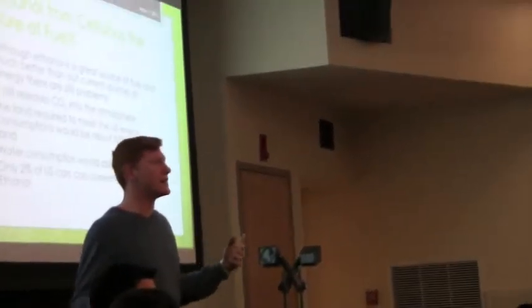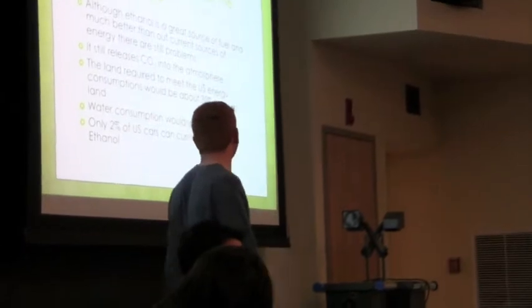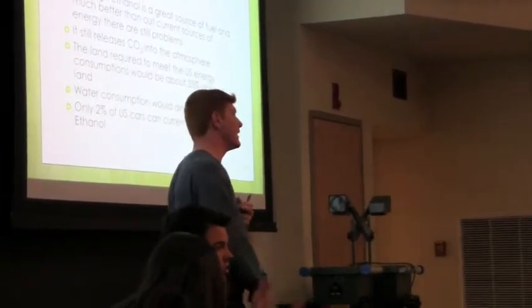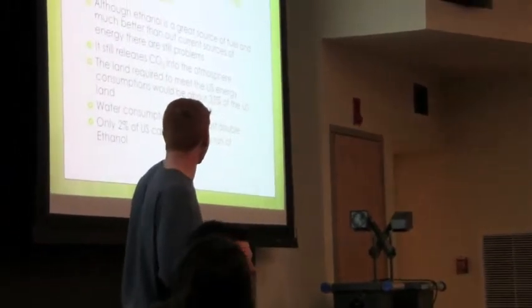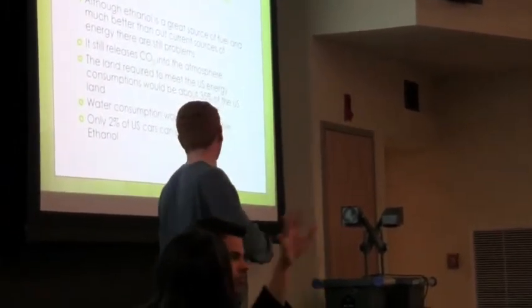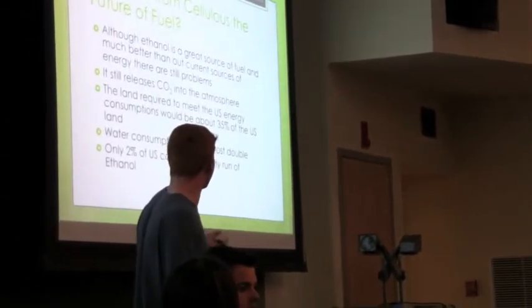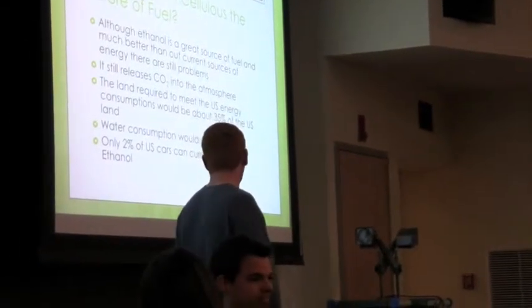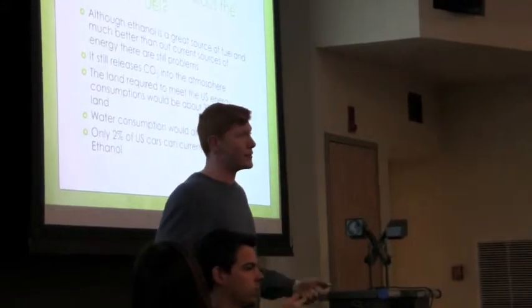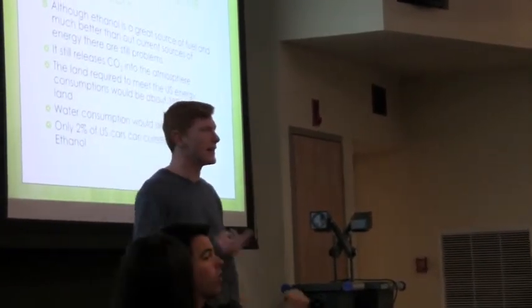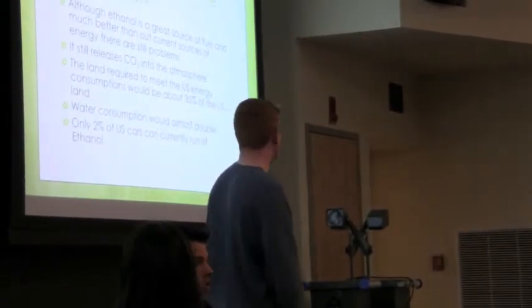So is ethanol from cellulose the future of fuel in the U.S.? Although ethanol is a great source of fuel, much better than oil, it still emits CO2 into the atmosphere. The land required to meet U.S. energy consumption would be about 35% of the total U.S. land. Water consumption would almost double, and only 2% of the cars can currently run off of ethanol.